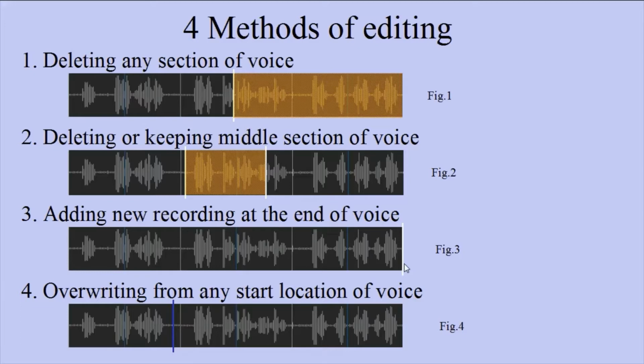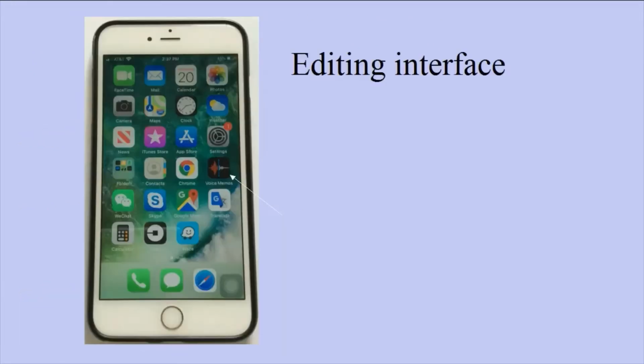The fourth method is overwriting from any start location of the voice. As shown in figure 4, the blue line is the selected start location. From this line you can record a new one, and the newly recorded one will overwrite the rest behind this blue line. Let me introduce the steps of operation for each edit method.